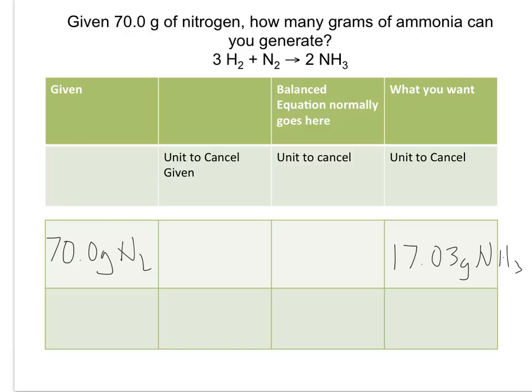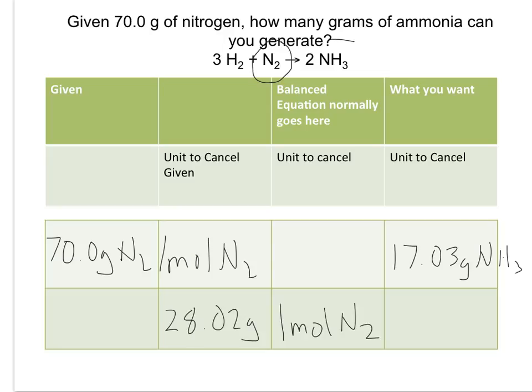To get rid of grams of nitrogen, I need to go to moles of nitrogen. So 1 mole of N2 on the periodic table is going to be 28.02 grams. Then to go from nitrogen to ammonia, I got to go to the balanced equation. Right up here, here's nitrogen. I have 1 mole of nitrogen from the balanced equation. So I'll write 1 mole of nitrogen here. Also from the balanced equation, I have 2 moles of ammonia. So I'll write 2 moles of ammonia here.